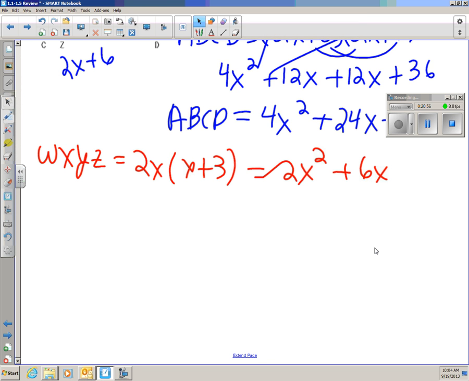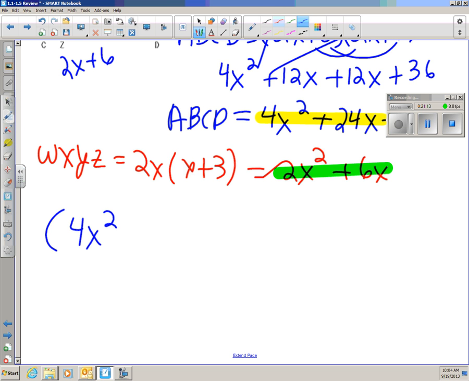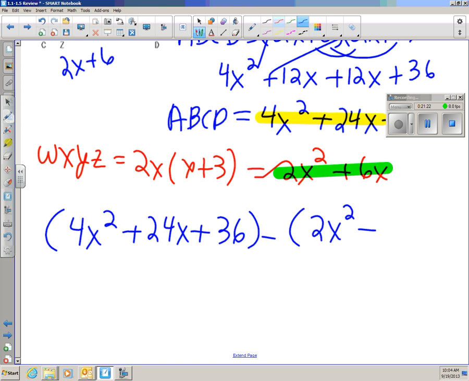I've got answers for the area of the square. I've got answers for the area of the rectangle. Again, what we said that we had to do is we had to take the square, it's kind of hidden somewhere in the back, and subtract from it the rectangle. So that's what I'm going to set up now. I've got 4x squared plus 24x plus 36. I'm going to subtract from that 2x squared plus 6x.